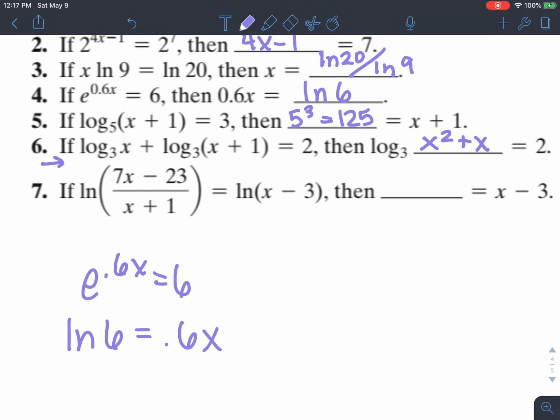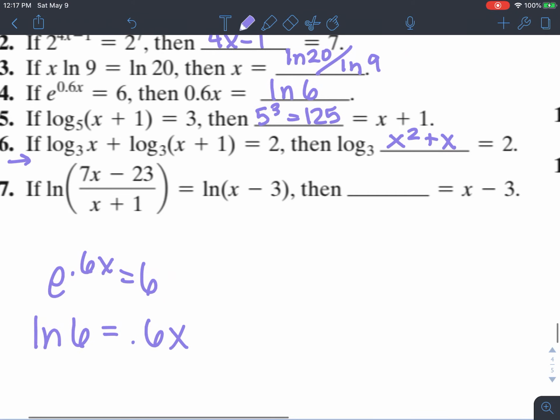Isn't this the one we just did? That's really weird. They can't even make up new problems? That's pathetic. Okay.